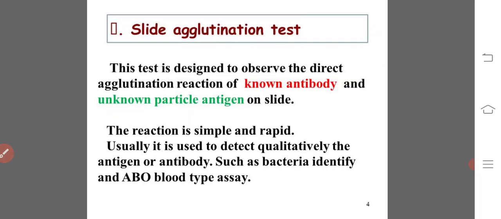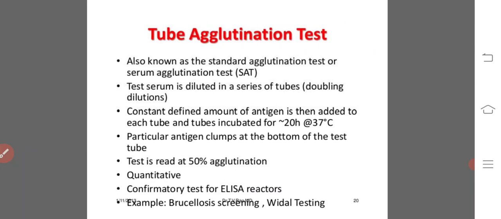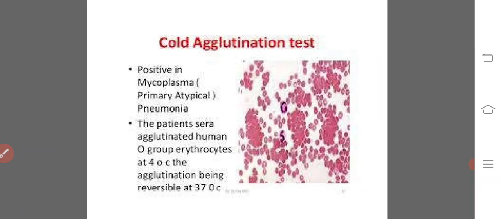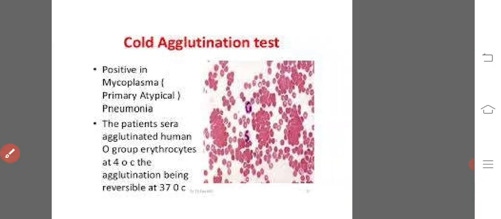So slide agglutination is used to qualitatively detect the antigen or antibody, such as to identify bacteria and in ABO blood type assays. So with a known antibody and an unknown particular antigen on a slide, that gives the agglutination. And tube agglutination, which we just discussed, is done with serial dilution of the serum; antigen is added, incubated, and the agglutination is found. And cold agglutination is positive in Mycoplasma pneumoniae. The patient's sera agglutinate human O group erythrocytes at 4 degrees Celsius, the agglutination being reversible at 37 degrees Celsius. So here agglutination takes place at low temperature, so it is known as the cold agglutination test.